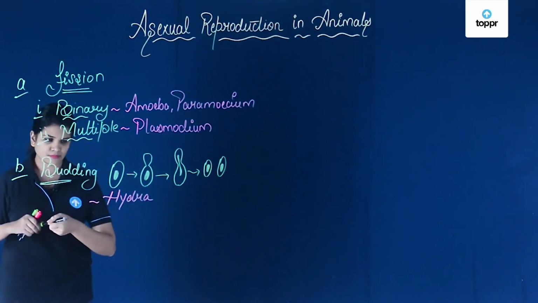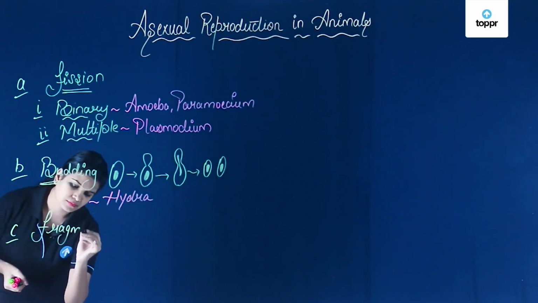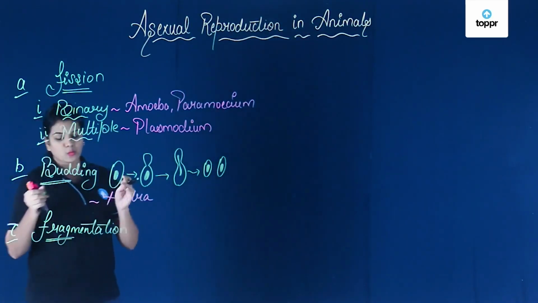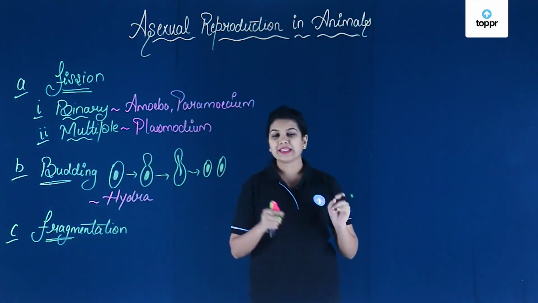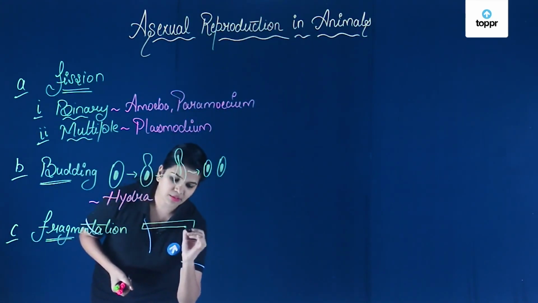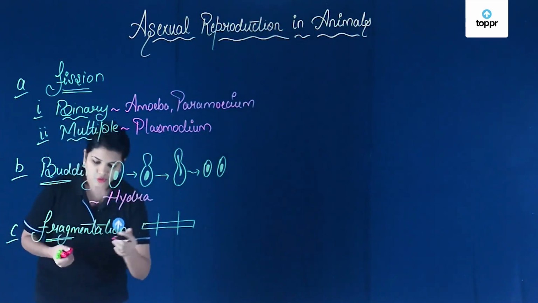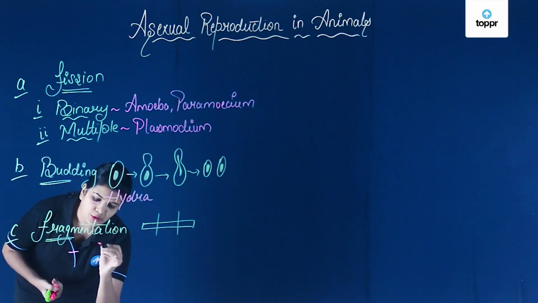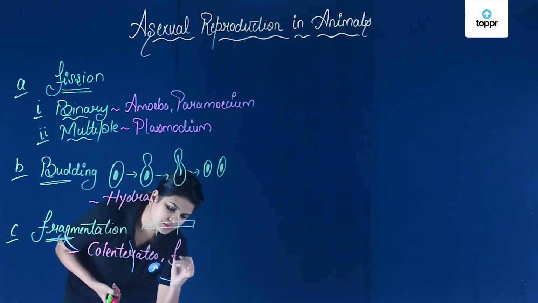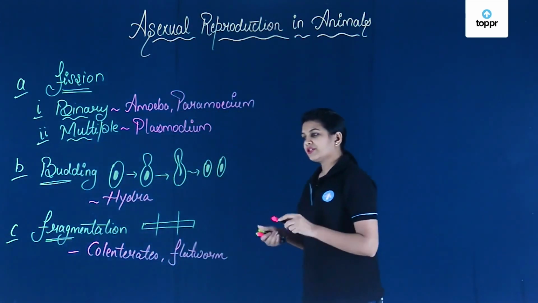Okay, so this was budding. Next we will see fragmentation. As the name suggests, again, fragment. Here one organism may break down into a number of pieces and each piece will develop into a new organism. So if there is a single organism like this, it will break down into a number of pieces and each piece will develop into a new organism. What can be the most common examples here? Well, the common examples of fragmentation are some of the coelenterates and they can be flatworms as well. So these are the common examples of fragmentation in animals.